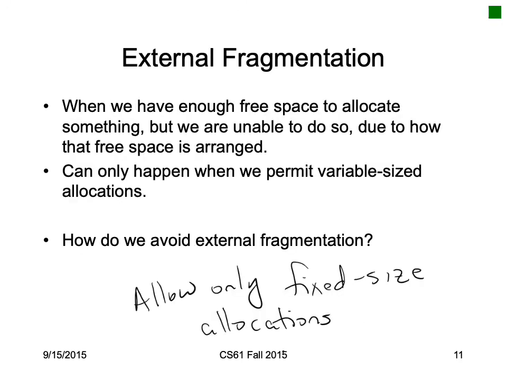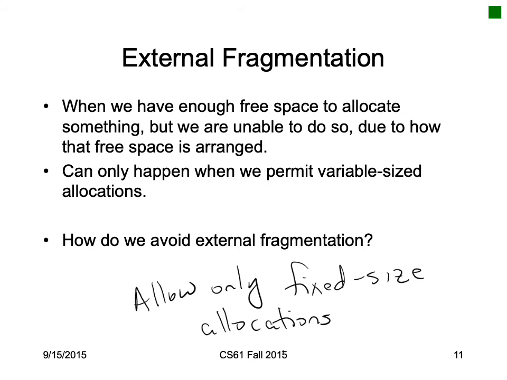In particular, the scenario I explained on the last slide is what we call external fragmentation. So that's when we actually have enough free space to allocate something we want, but because of the algorithm that the allocator uses to allocate memory, we're actually unable to grant the allocation because the free space isn't arranged in the right way. Right? In the last slide, we had tons of memory, but it was broken up into these little pieces, and so we couldn't use it.